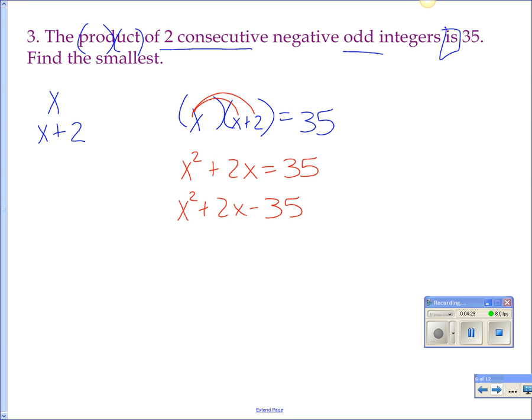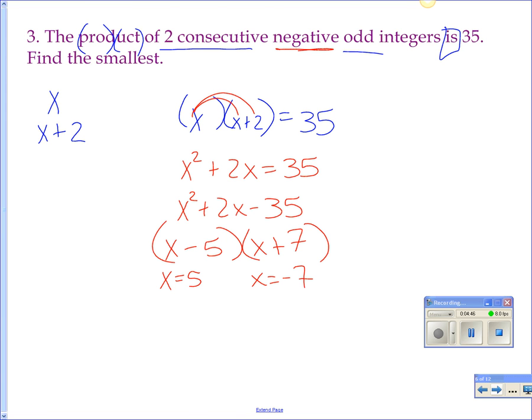Move the 35 over. It becomes negative. This factors x and x. Your signs are going to be different. The 2 things that multiply to 35 are 7 and 5. And so you set those equal to 0.